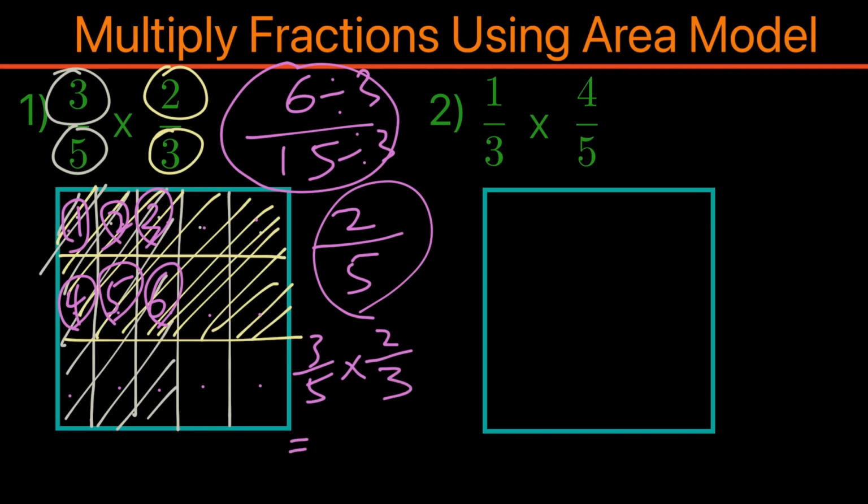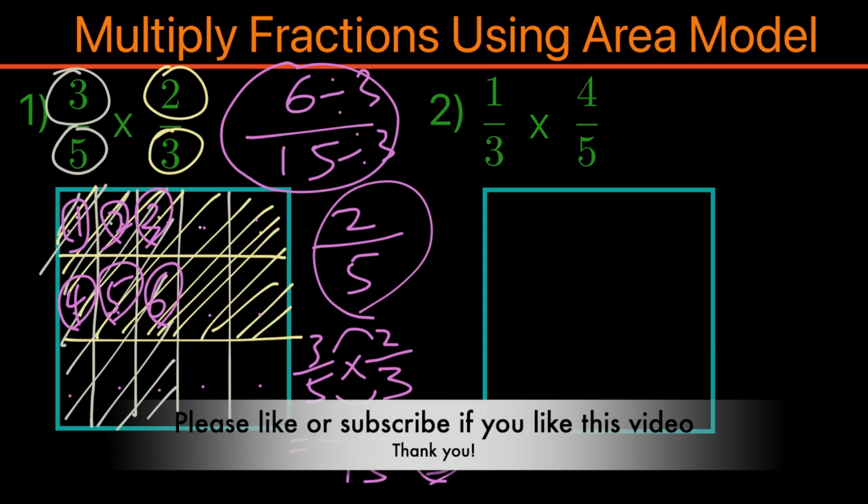Now the answer would come out the same if you were to take 3/5 times 2/3. The normal way would just take 5 times 3, which is 15, and 3 times 2 is 6. And then simplifying it would become 2/5. So the area model method is just another way that you can multiply fractions.